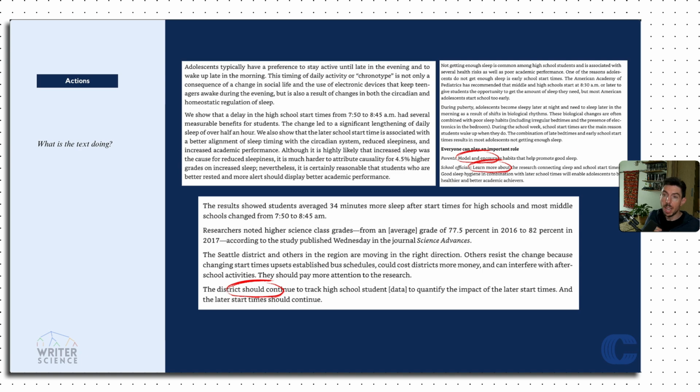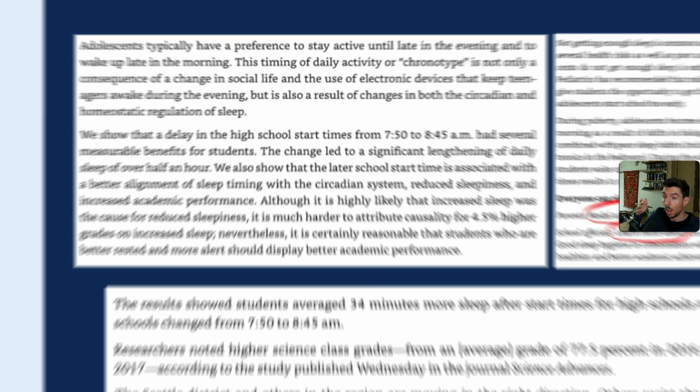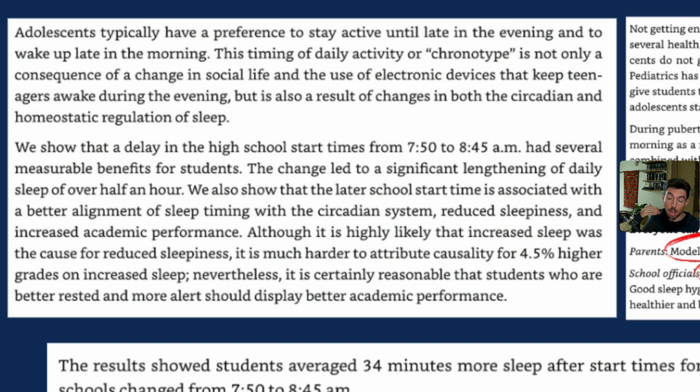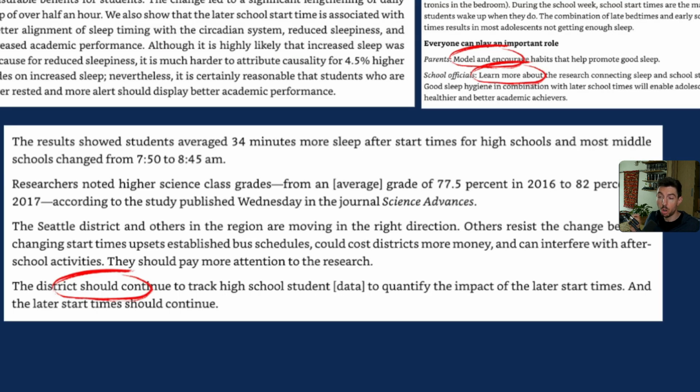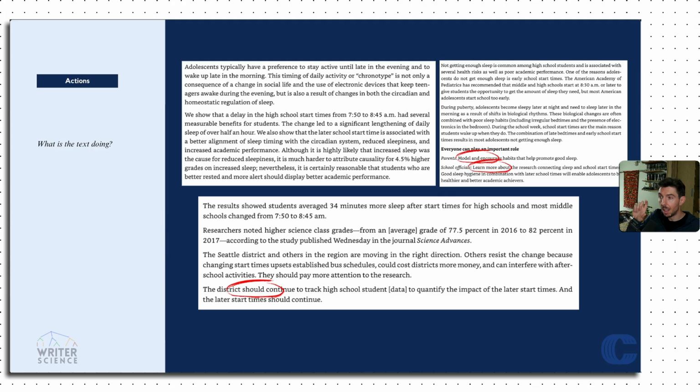So moving on, we see the actions that are taken. Up top, in the scientific report, the authors are explaining the study and interpreting it. In the popular magazine, they are giving specific instructions. They're saying, parents, you should model and encourage habits that promote good sleep. And school officials, you should learn more about research connecting sleep and school start times, right? And then in the op-ed, we see should, right? The district should continue to track high school sleep data, right? So these texts all have different actions.